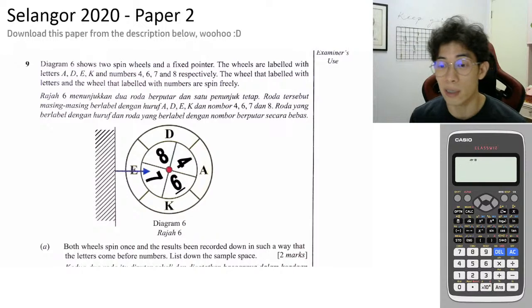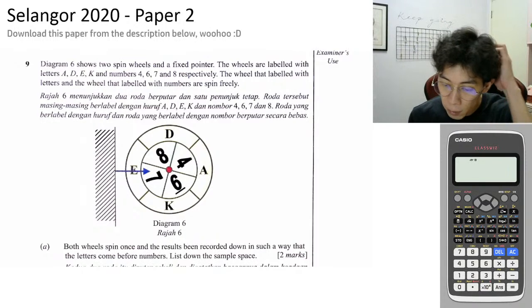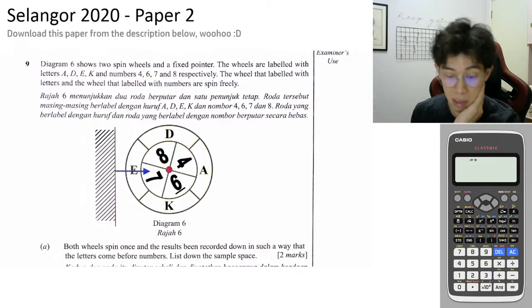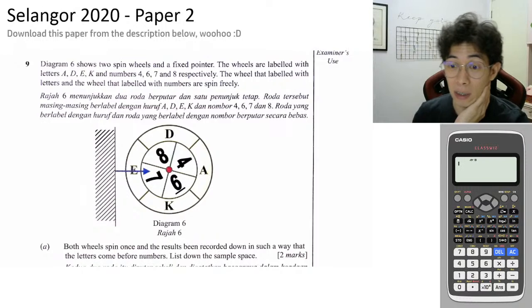So there's actually 2 plates there lah. 2 plates. The wheel that is labeled with letters and the wheel that is labeled with numbers are spun freely. So you spin the 2 things. Roda impian. Ding ding. Okay, then what else do they say?